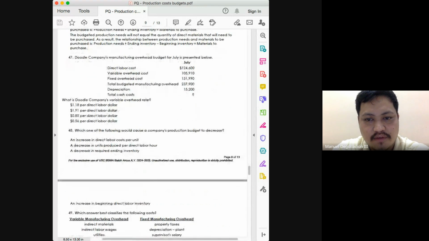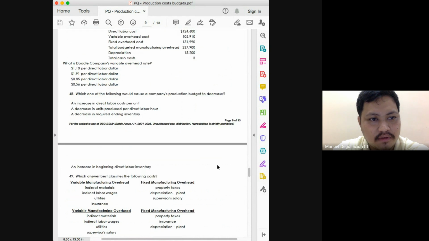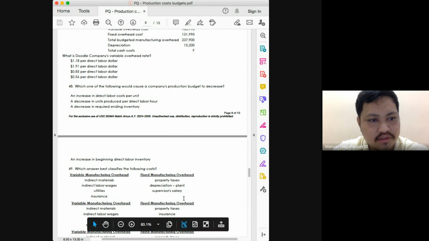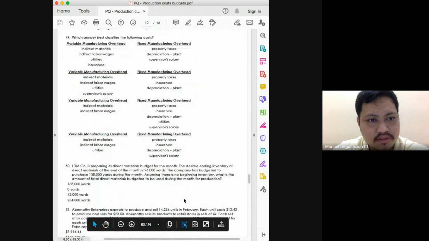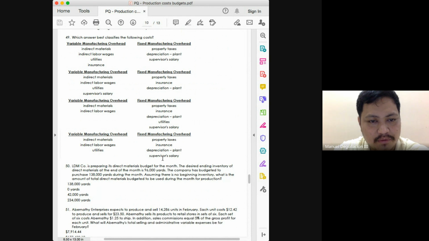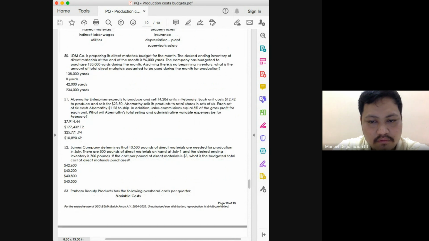Number 47, letter C, 0.85 per direct labor dollar. 48, a decrease in required ending inventory. 49 is the last choice. Variable manufacturing overhead would be your direct materials, direct labor and utilities. Your fixed manufacturing overhead would be your property taxes, insurance, depreciation, and salaries. For number 50, it's 42,000 yards.